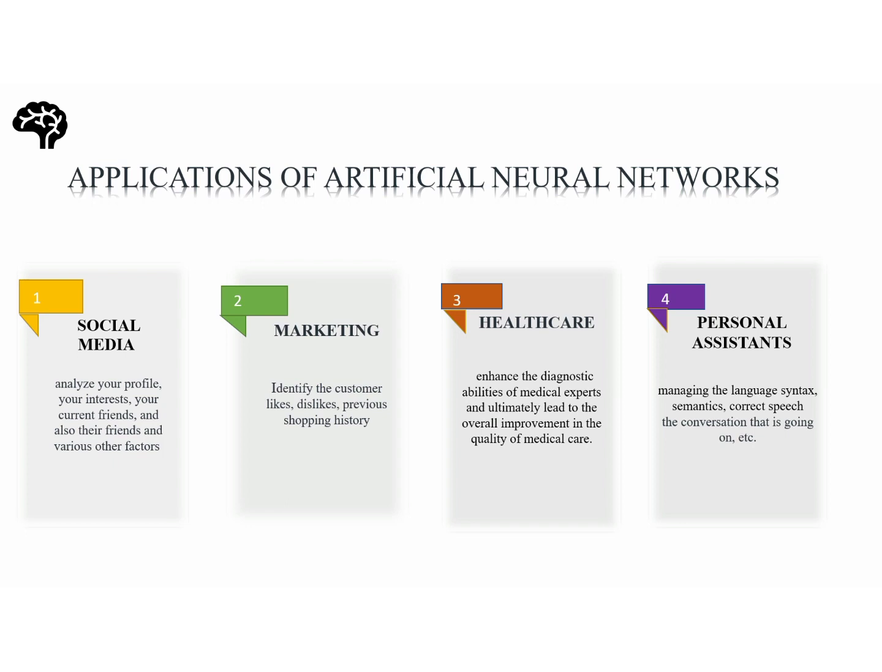Marketing. When you log on to the e-market sites like Amazon, Flipkart, they will recommend you the products to buy based on the previous browsing history. It is done by implementing personalized marketing. This uses the artificial neural network to identify the customer likes, dislikes, previous shopping history, etc., and then tailors the marketing campaign accordingly.